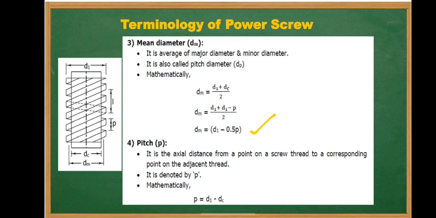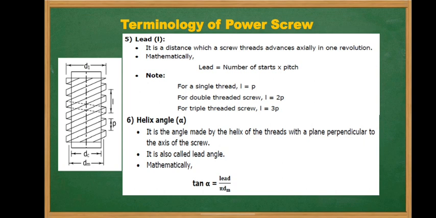Next is pitch, which is denoted by small p. It is the axial distance from a point on a screw thread to a corresponding point on the adjacent thread. Mathematically, pitch is calculated by using the equation p = d1 - dc. Next is lead. Lead is the distance which a screw thread advances axially in one direction. Mathematically, lead is equal to number of starts multiplied by pitch.